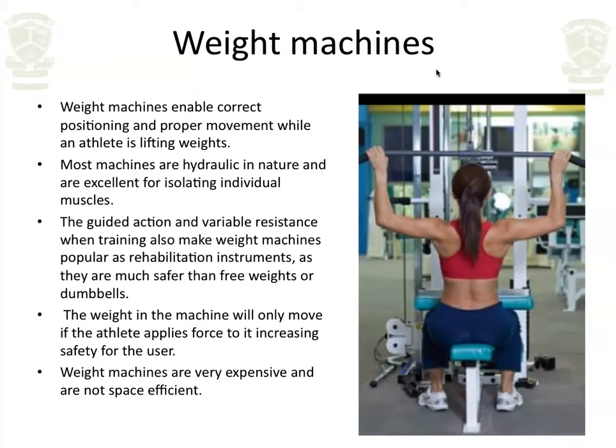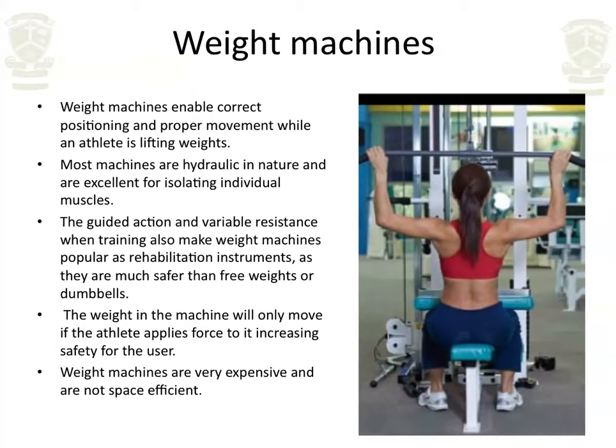First one we're going to look at as an example would be weight machines. Weight machines enable correct positioning and proper movement, so they give people better technique. When people first start out in weight training, they use a lot of these machines because they make sure they have the correct technique, because it's on a guided system and it keeps people correct in the movement and reduces the chance of an injury occurring.